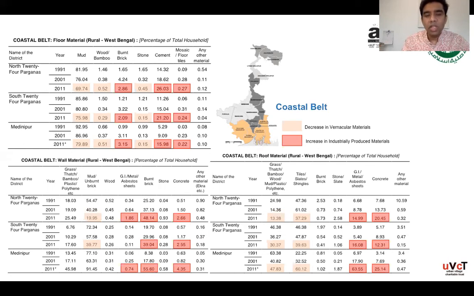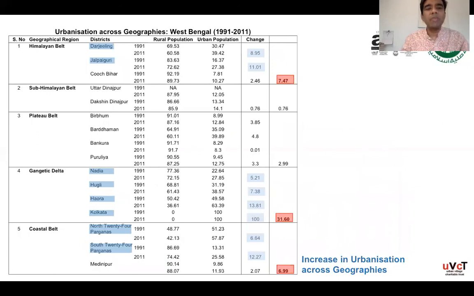I went on to then analyze the change in urbanization that has happened in the 5 geographical regions: the Himalayan belt, the sub-Himalayan, plateau, Gangetic, and coastal belt, and went into looking at each district, the change that has happened between 1991 and 2011.